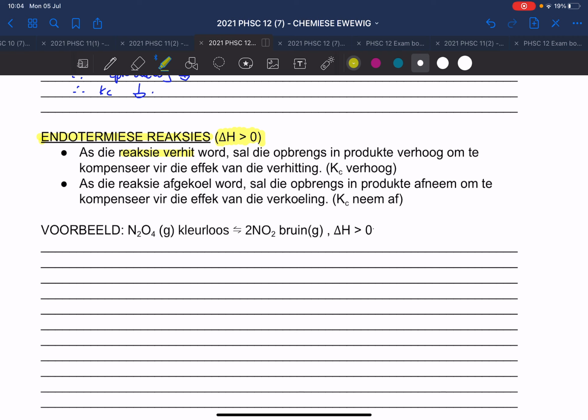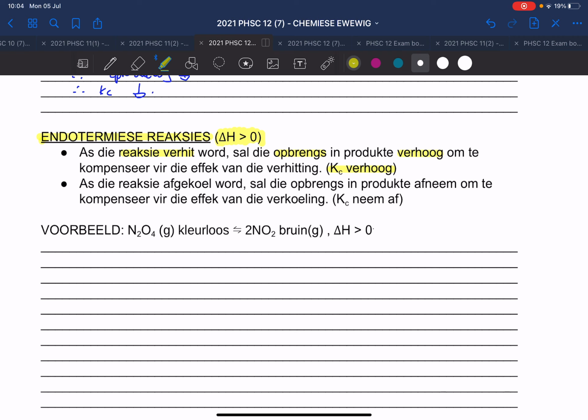Hy bevoordeel die endotermiese reaksie. In this case it will be the forward reaction, so it will make more products, so the Kc value will increase. Okay. So opbrengs sal verhoog. So the Kc expression will be increased.